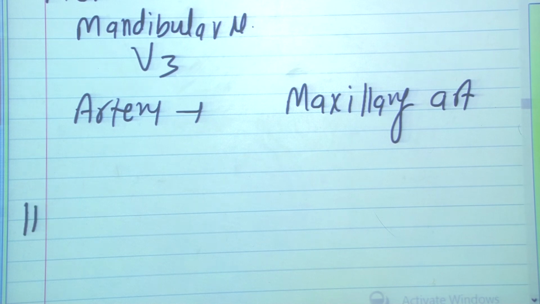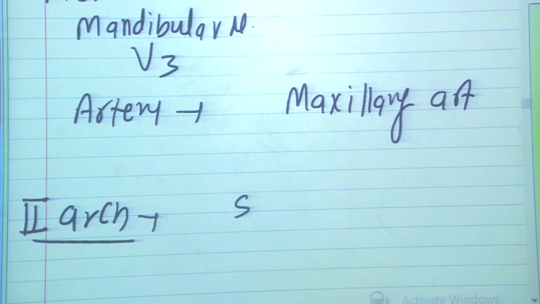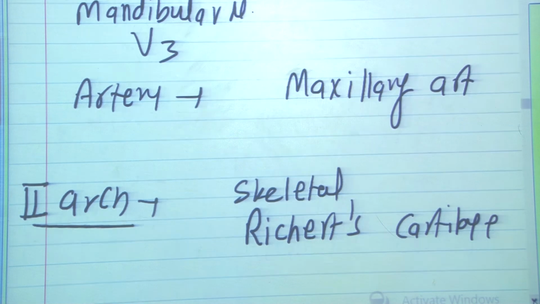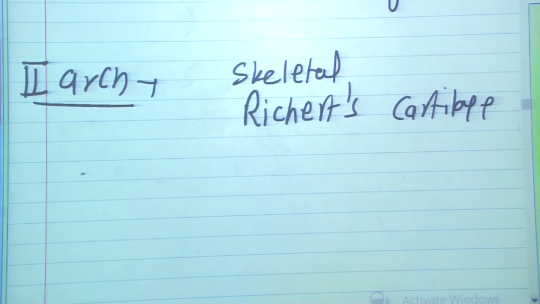Now, the second pharyngeal arch. What skeletal component? Skeletal component is known as the Reichert's cartilage. This Reichert's cartilage, it forms 5S. This is the mnemonic 5S.